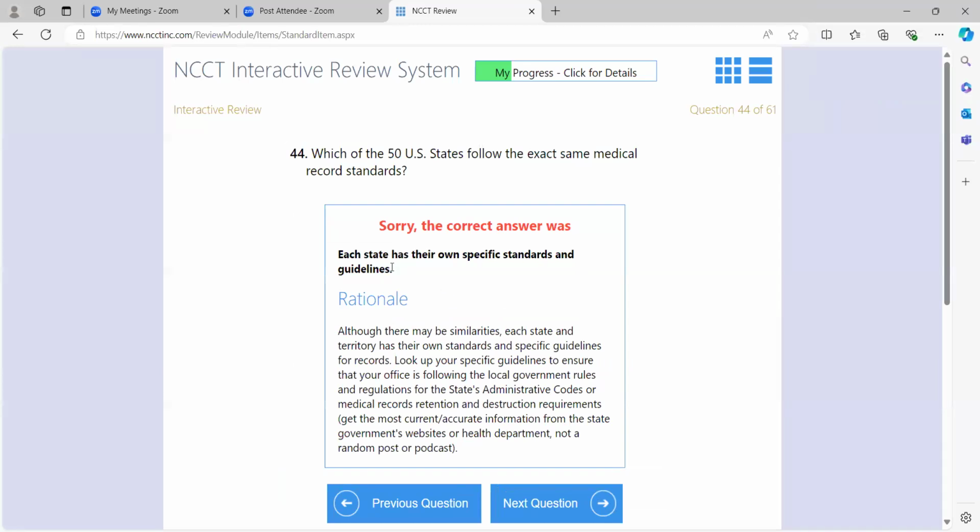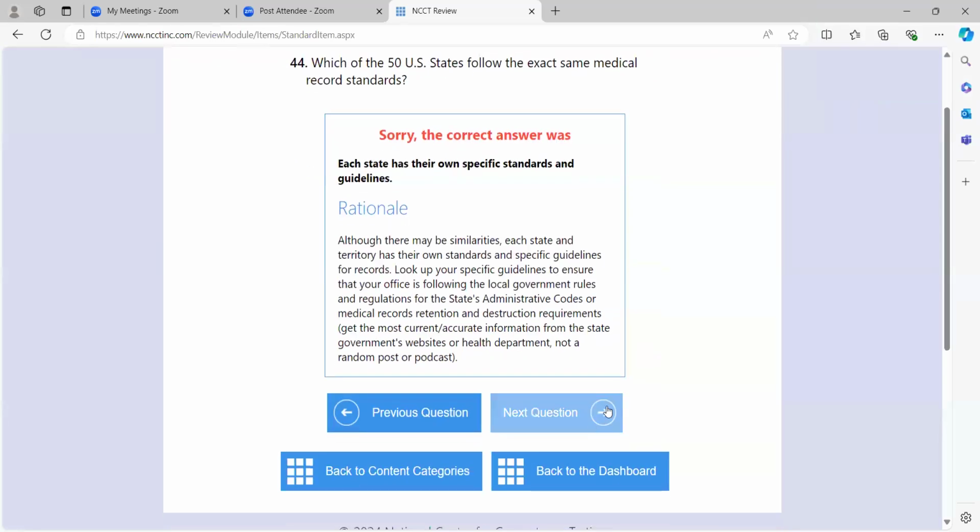C. Oh, it was C. Each state has their own specific standards and guidelines. And I could see why you would think that. Yeah, because it says 50. We would like to think that all the states follow all the same standards and guidelines, and they have very similar ones, but they then also have their own specific standards and guidelines. So just know that each state is different. It's the same but different. How about that?